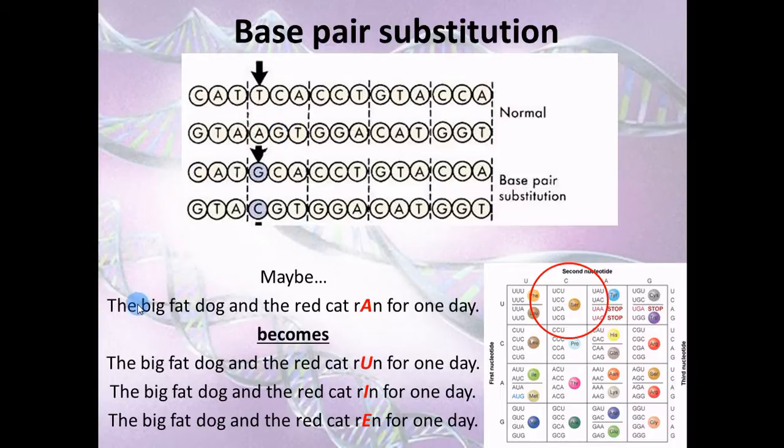So if you had like this sentence up here, let's say it translates as the big fat dog and the red cat ran for one day. In a way, it kind of makes sense. It's a smooth sentence. It may not be the most interesting, but it's a smooth sentence. If you change just one letter in one word, it can actually change the meaning of the sentence, or the way the sentence reads. The big fat dog and the red cat run for one day. If you're lucky, you can still get the idea.